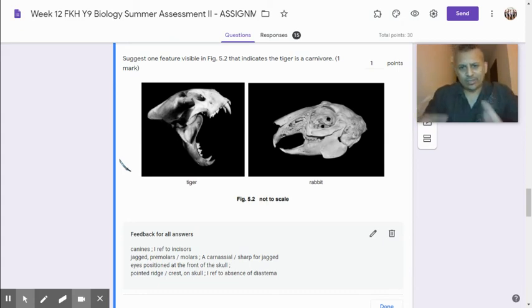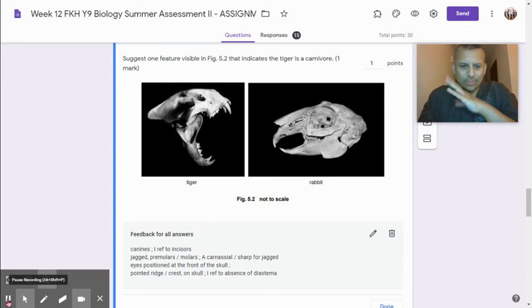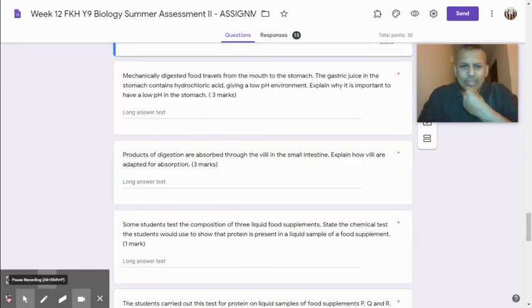But you could also look at other evidence in the skull. The eyes are positioned at the front of the skull for the tiger. Also, there's a pointed ridge, and there's a pointed crest on the skull as well. That could relate to all sorts of things. For example, aerodynamicity of the predator. You need to have a low pH in the stomach because that's the optimum pH for the protease in stomach acid to break down proteins.